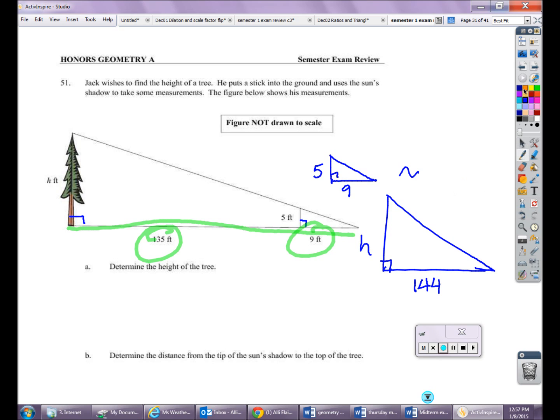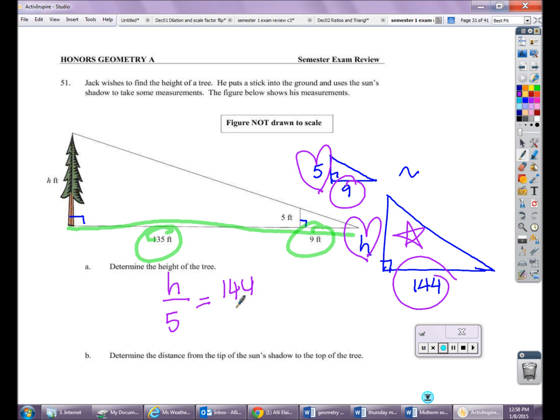So it says determine the height of the tree. So H is partners with 5, and 144 is partners with 9. I'm going to put this on top. So H on top with the 5. 144 on top with the 9, and cross multiply. So I'm going to multiply 144 times 5. Divide it by the leftover 9. And get that H is 80.